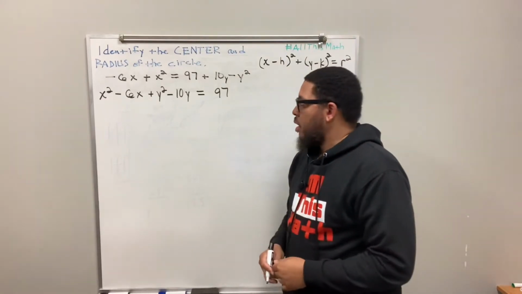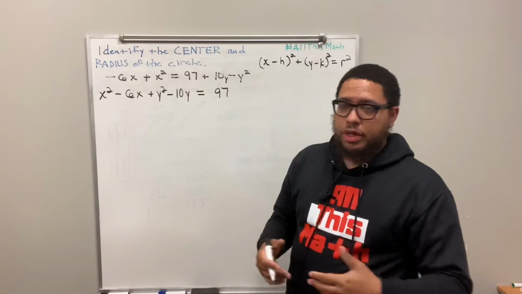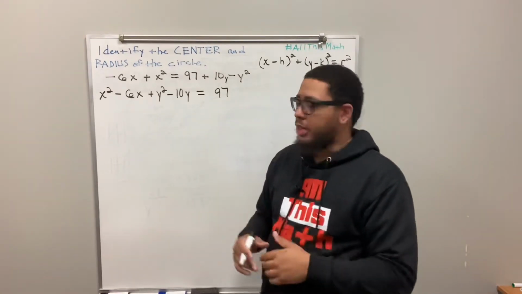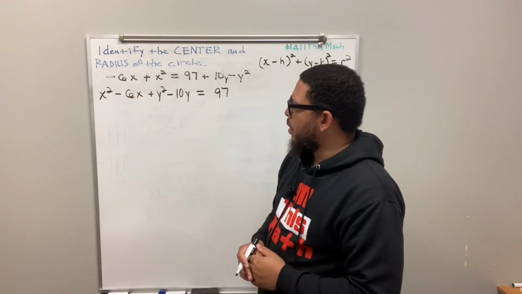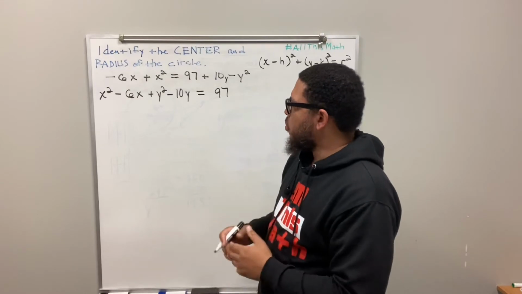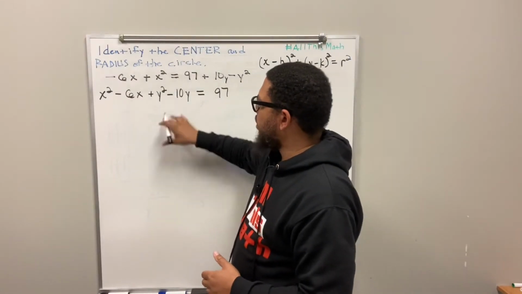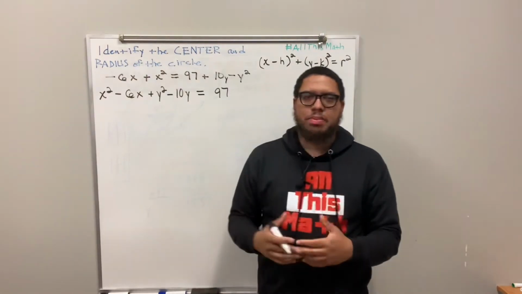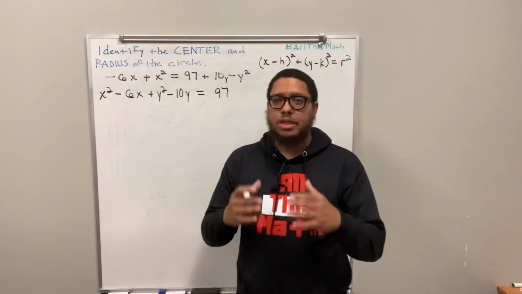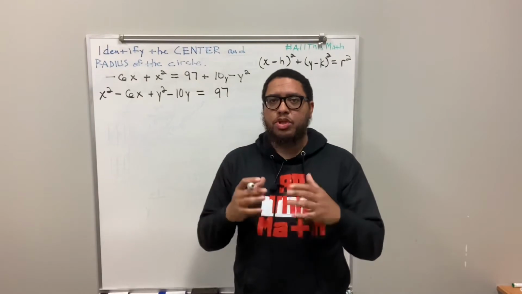All right? If you need more instruction on it. But now I'm going to show you how to do it kind of quickly. So basically what I'm going to do is separate the x terms and the y terms, right? And when we say complete the square, what we mean is we're completing the trinomial square, the perfect square trinomial.